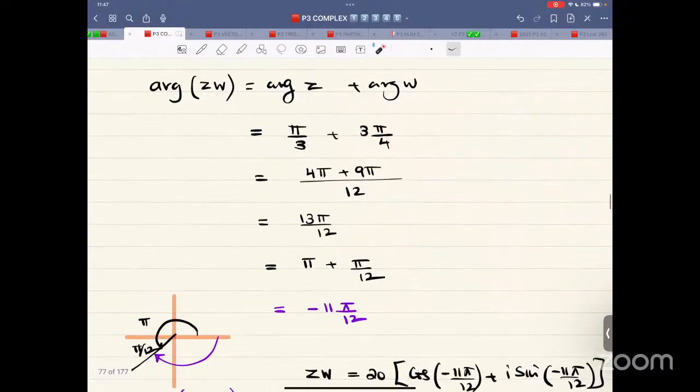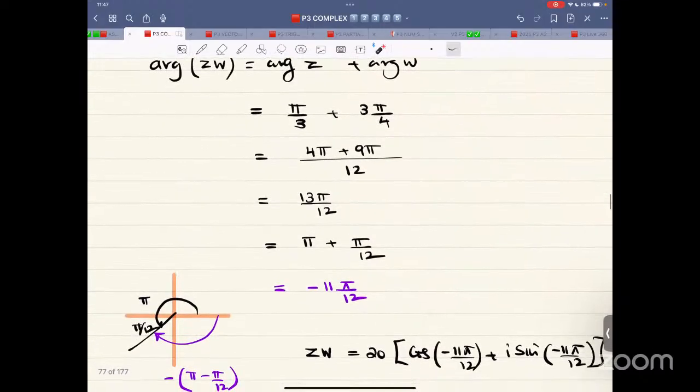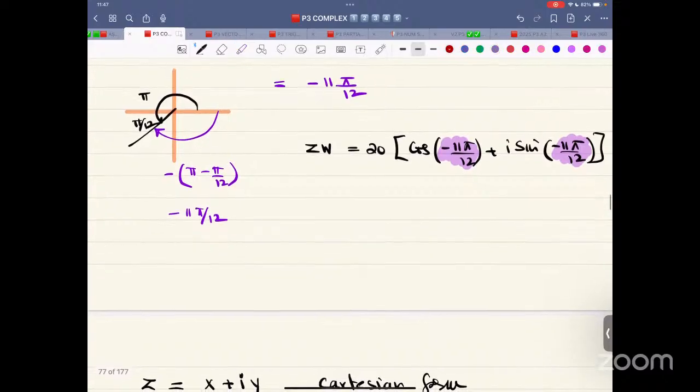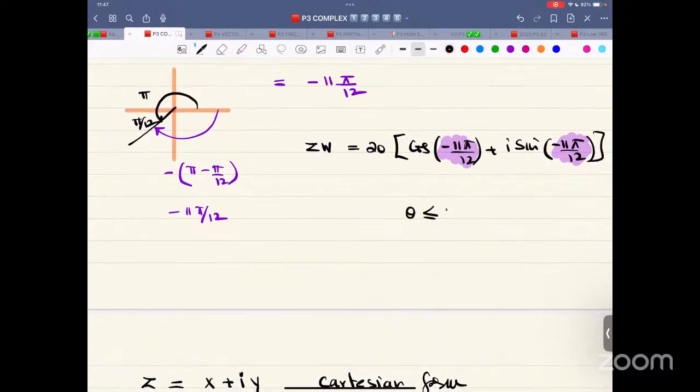What if sometimes the arguments add up and the range is exceeded? Because this is 13 pi by 12. So that is pi plus pi by 12. So the basic angle is pi by 12 over here. So this would be negative (pi minus pi by 12). That is what I've written. So make sure it stays within the range. That range has to be there. And that range is what? That range is theta lies between negative pi exclusive and pi inclusive.